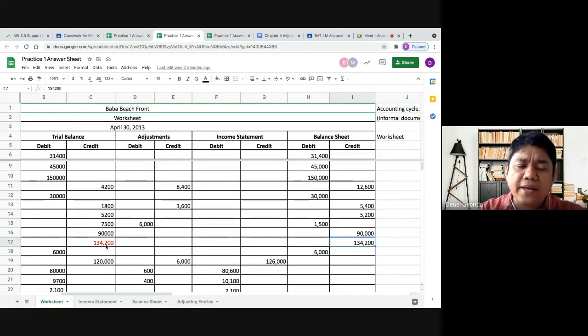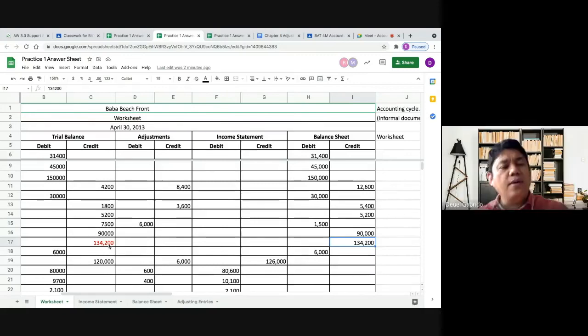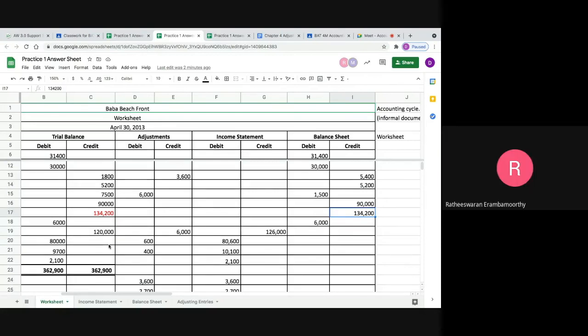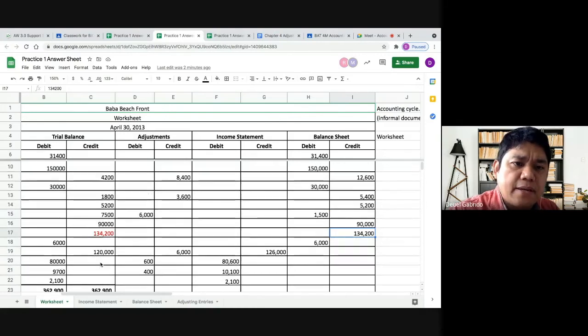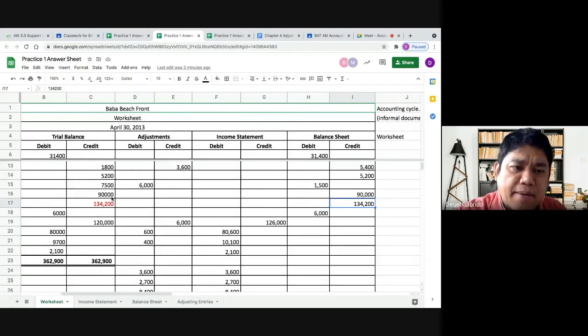134. Okay, what's your capital now? My capital is 133,300. So we are different with that. Okay, let's check that one. In the trial balance, we want to check how much the difference is. All the numbers are here. How could that be? It should be 134,200.